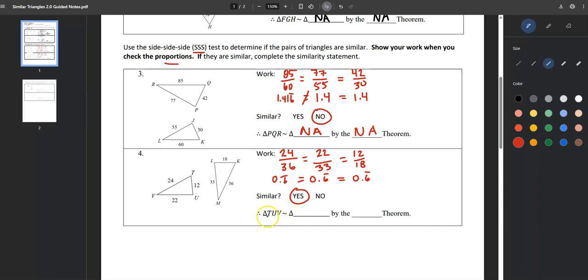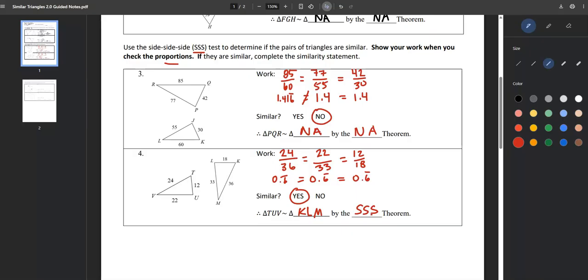And then I have to write my proportional statement, TUV. So T corresponds, again, with K, because it's right here on this point. Sometimes you have to look at the side lengths. T is between the big and the small, so just big and small. So this would be K. And then they went to U. U is between the small and the medium. Small and medium would be L. And then I'd have M. That would be my similarity statement. And then my theorem would be by side, side, side for that.